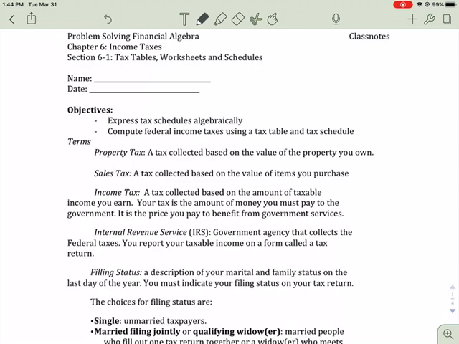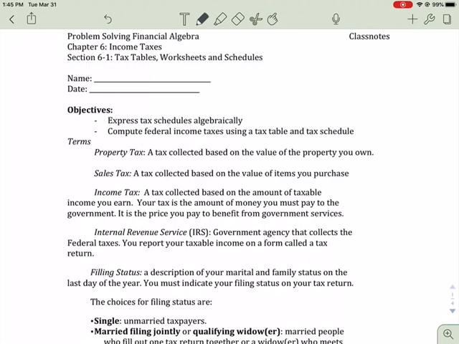Sales taxes are taxes that are based on items that you purchase. So things like prepared food, some clothing items, things along those lines, you will pay tax on them. And the income tax is collected based on the amount of taxable income you make. So how much money you make, and then the government is going to tax you on that. And it's basically how much we pay for living here in the United States to benefit from government services like unemployment. The Internal Revenue Service is the agency that collects the federal taxes. You pay them, and then they distribute it accordingly like a budget.